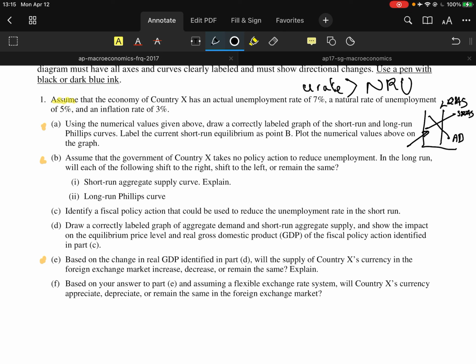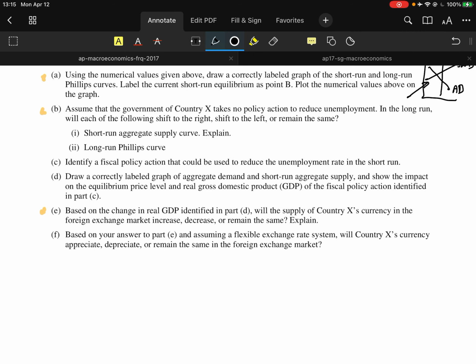All right, skipping down to E. Based on the change in real GDP identified in Part D, will the supply of country X's currency in the foreign exchange market increase, decrease, or remain the same? Again, we have three options, but we also have an explanation that's required. So we have to go back up to D, and I'll skip ahead and tell you that it encourages you.